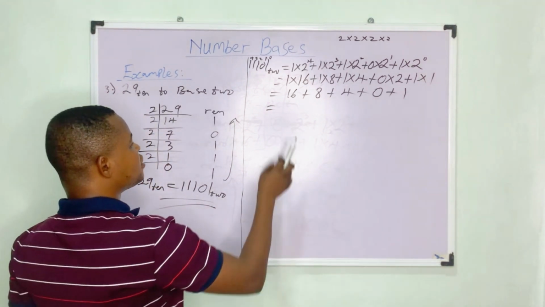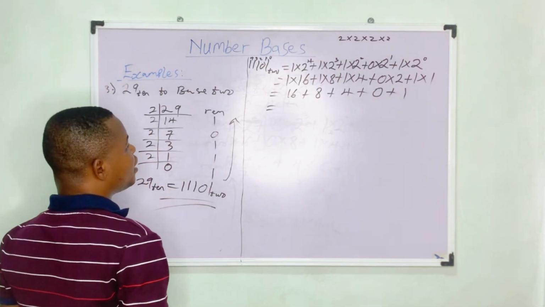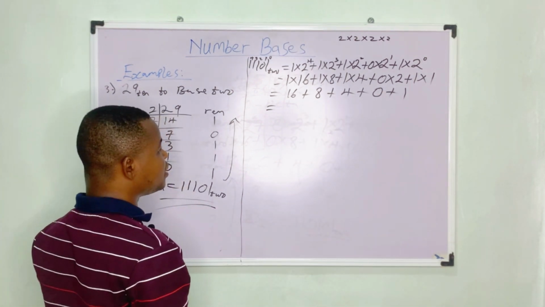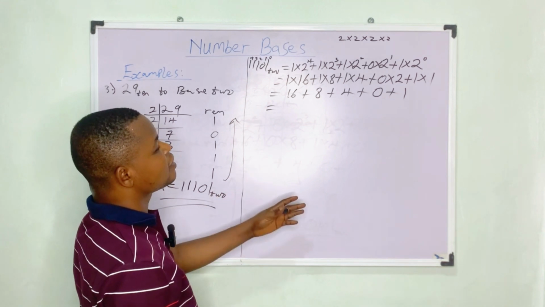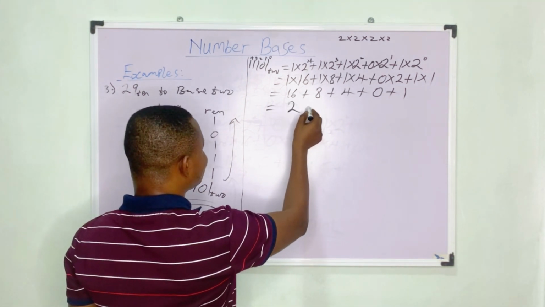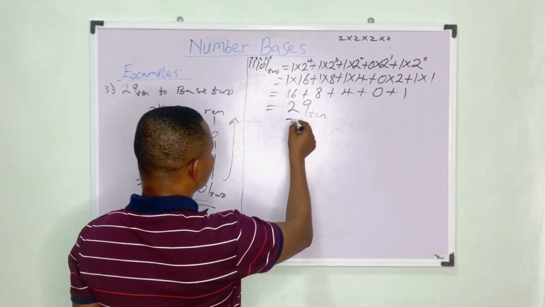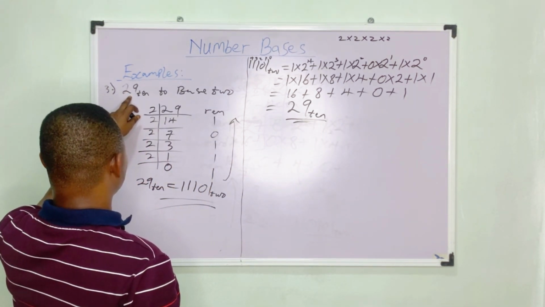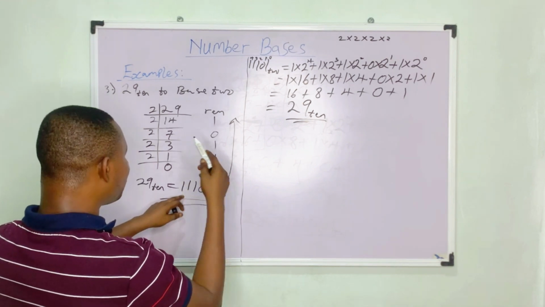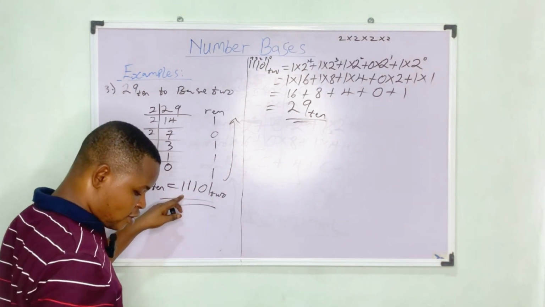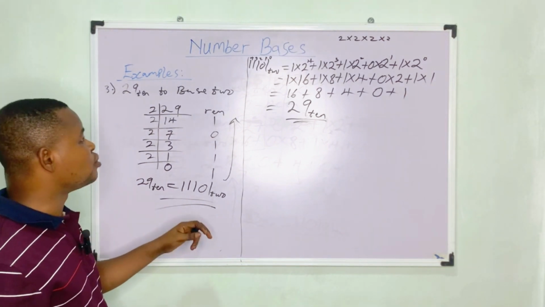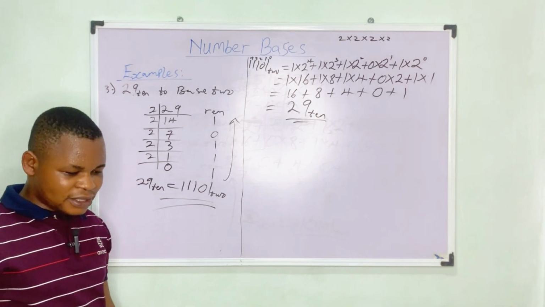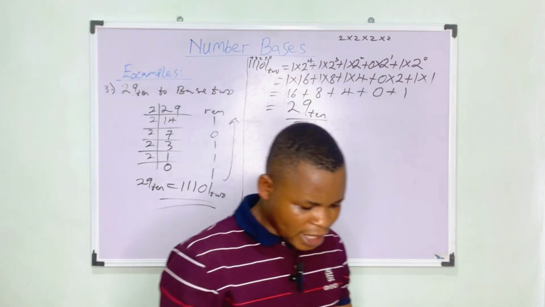Now let's do the arithmetic. 16 plus 8 gives us 24. 24 plus 4 gives us 28. And 28 plus 1 will give us 29 in base 10. You can see we converted 29 to base 2, we got this answer, and for clarity we decided to convert our result back to its original base, and we still get it right. So it is as simple as that.